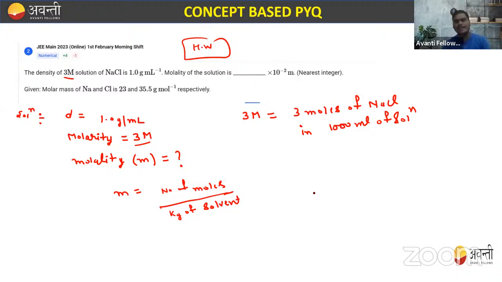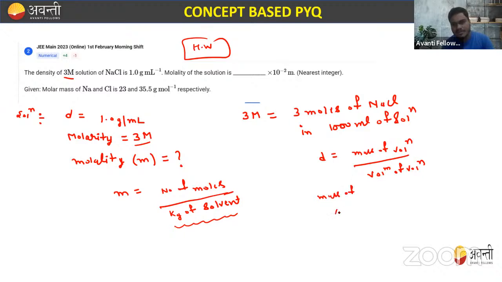So the number of moles we have, 3 moles. But how will you calculate the mass of the solvent in kilogram? By using the formula of density, because density is equal to mass of the solution divided by volume of the solution. How will you calculate the mass of the solution? We calculate it by multiplying density with the volume of the solution, right?